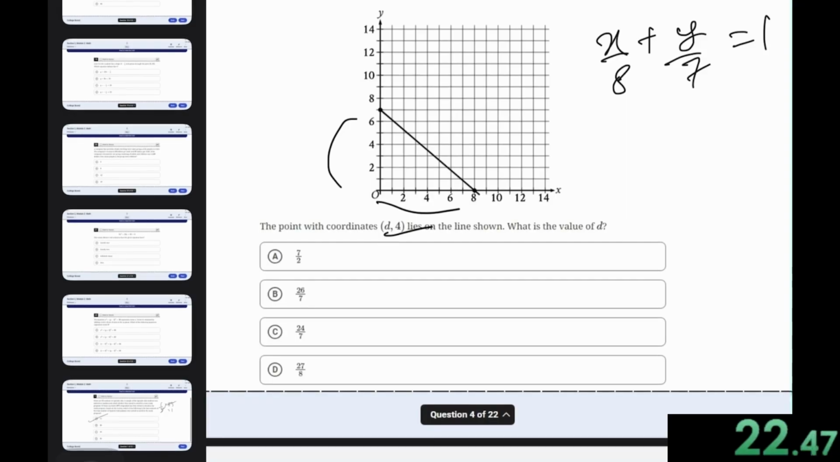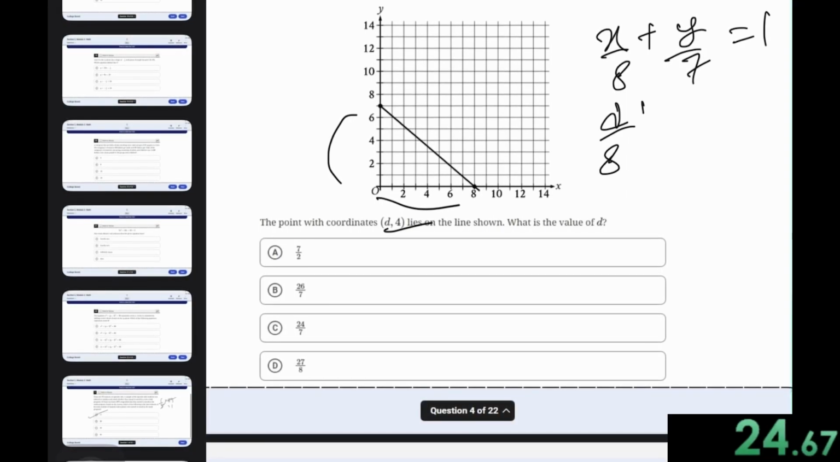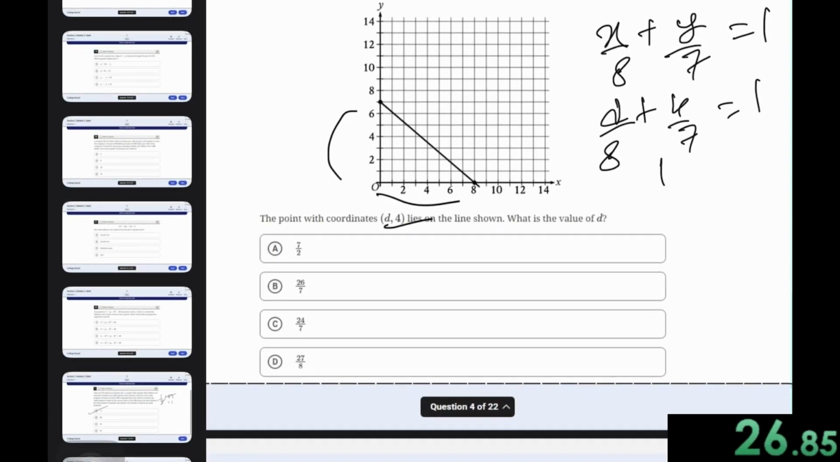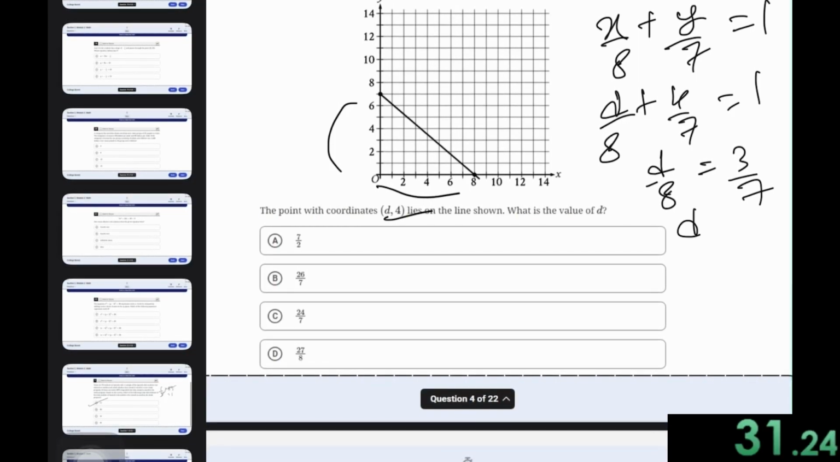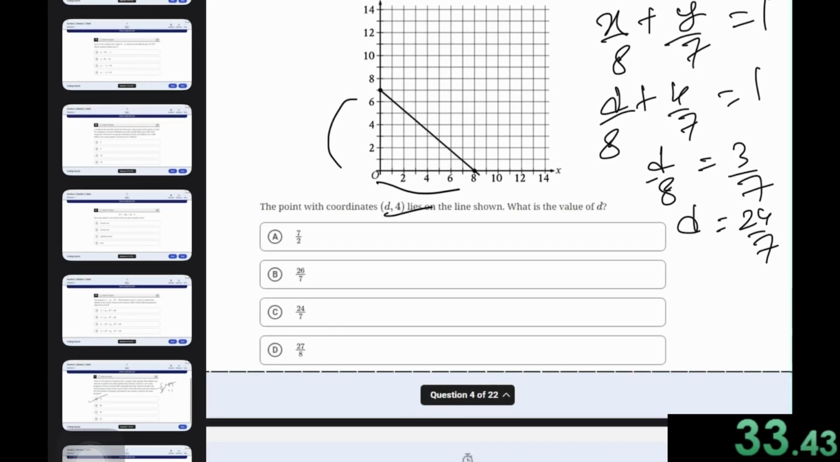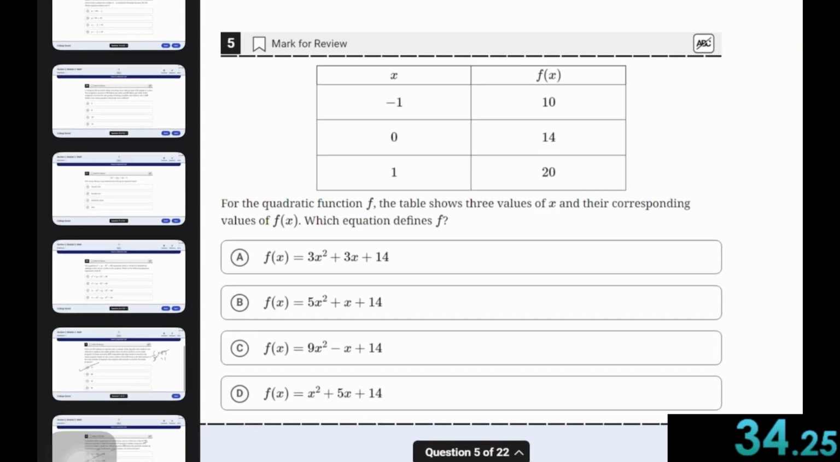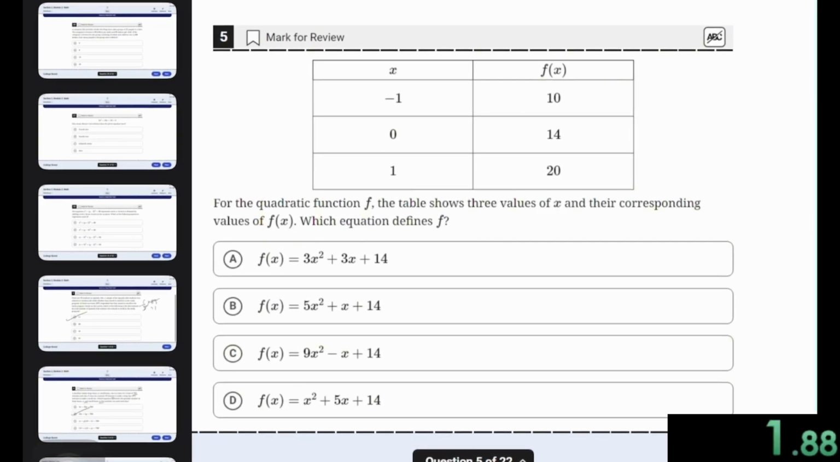Now we need it like d comma 4, so d upon 8 plus 4 upon 7 equals 1. 3 upon 7, d upon 8 is d equals 24 upon 7. Alright, cool. Now at 0 it gives 14, so at 0 everyone gives 14.